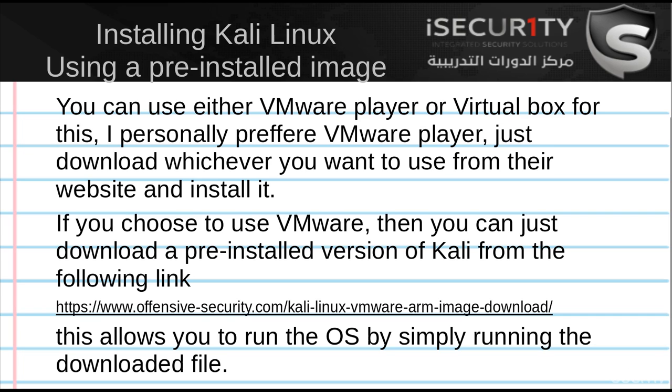If you choose to go with VMware, then you don't actually need to install anything. You can just download a pre-installed version of Kali Linux using this link. I'll also put it in the resources on Udemy. So basically, you'll just download that file, install VMware, and double click the file, and that's it. You have Kali Linux installed and ready to use. The only difference is these pre-installed versions usually come out after the release, after a week or maybe days, depending on when they want to make and release them.